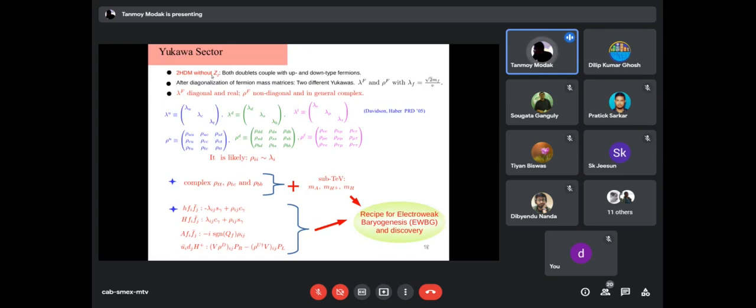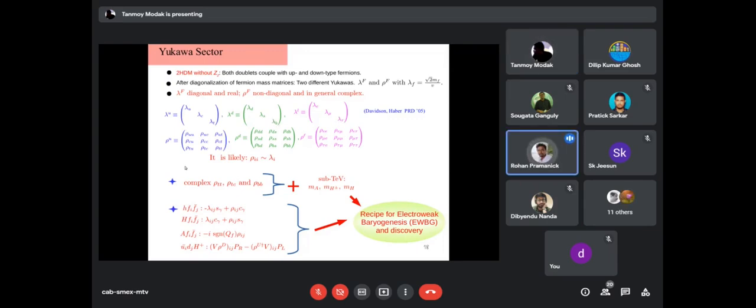The Yukawa sector: since we do not have any discrete symmetry, both doublets couple with up and down type fermions. After you diagonalize the fermion mass matrix, you have two different Yukawa sets. One is lambda f, connected to the mass matrix and given by this expression, and the other one is rho f. Rho f is in general complex, and lambda f is real and diagonal. So you can see this is the up type Yukawa matrix, this is the down type, and this is the left hand side. And the third element is essentially the largest, as you all know, because this is connected to the top quark mass, and this is connected to the bottom quark mass.